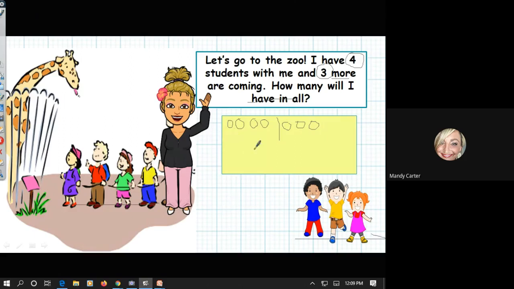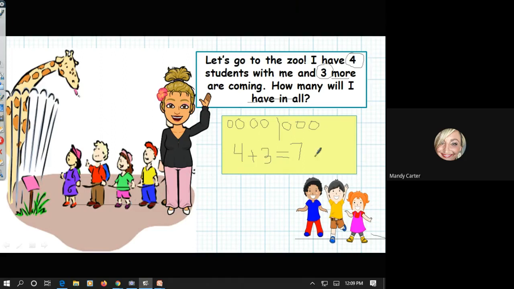So now that we have our circle drawing, let's do a math equation. 4 and our addition symbol, 3, equals. So when we're adding, we always start with the big number, and we can use our fingers to count up that many spaces. So say 4, 5, 6, 7. The total is 7.